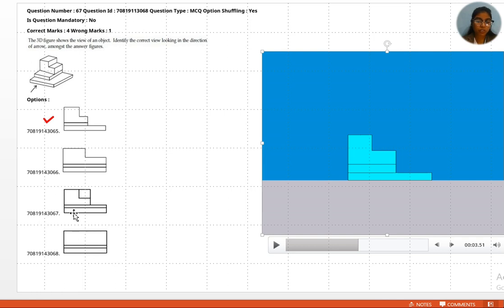Option D also, you are not seeing any profile of this L type of thing. So D is also wrong. And in B, what they have done is they have stretched this part to the bottom part, equal to the bottom part. But this part is half of the bottom part. That's why B is wrong and A is your right answer.